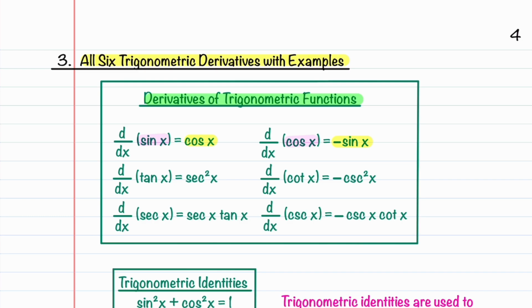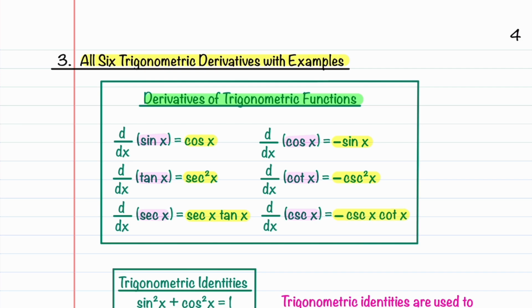Let's now look at the derivative of tangent x. It is equal to secant squared x, and then the derivative of cotangent x is equal to minus cosecant squared x. Those two derivatives are really similar in structure, and you just have to remember that the derivative of tangent is positive and the derivative of cotangent is negative. Let's go over our last one. It is the derivative of secant x, and it is secant x tangent x. In a similar way, the derivative of cosecant x is minus cosecant x cotangent x.